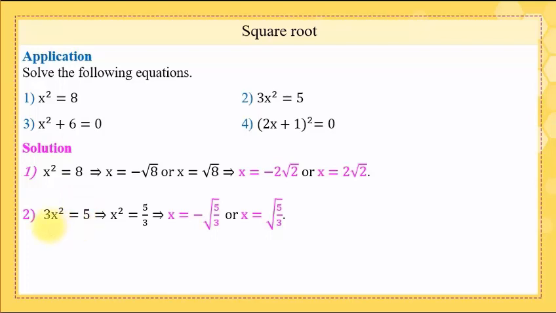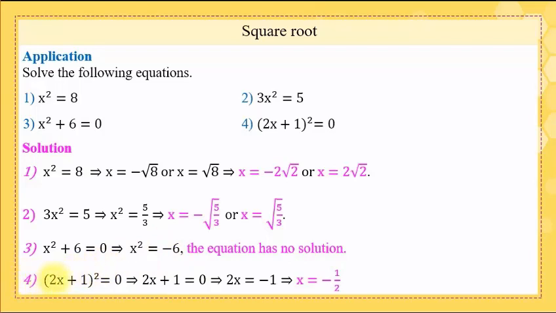The second one, 3x squared equals 5. We divide both sides of the equation by 3 to get x power 2 equals 5 over 3. Then x equals minus radical 5 over 3 or x equals plus radical 5 over 3, since a is positive, so we have two solutions. The third one, x power 2 plus 6 equals 0. We move plus 6 to this side, then we have x power 2 equals minus 6. This equation has no solution since a is negative.